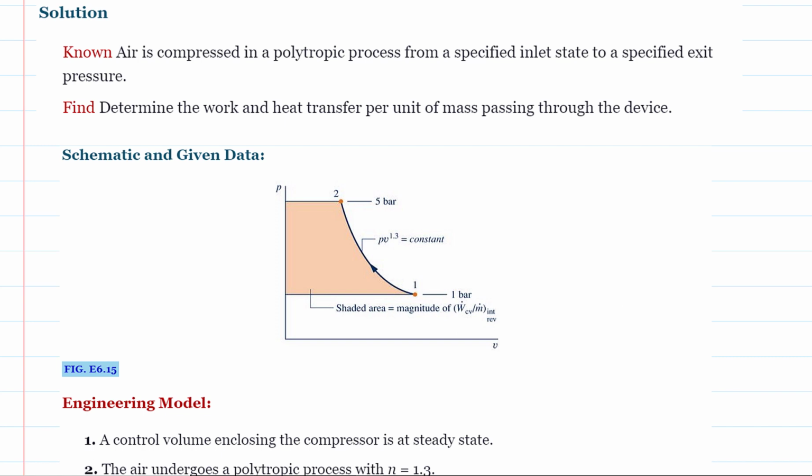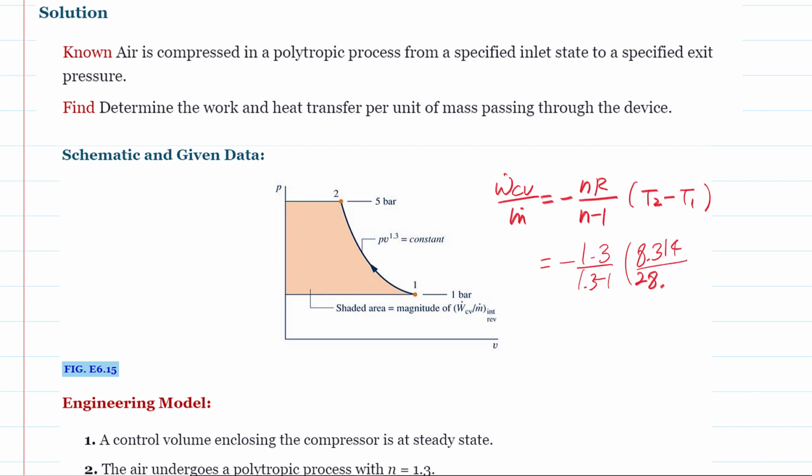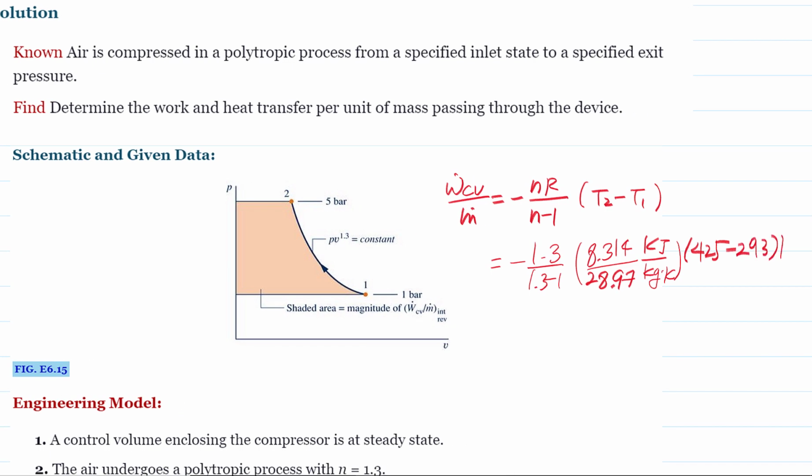And let's first determine the work associated with the process. n is not equal to 1. So we use this. This is R for air. And the negative value indicates the work is done on the system.